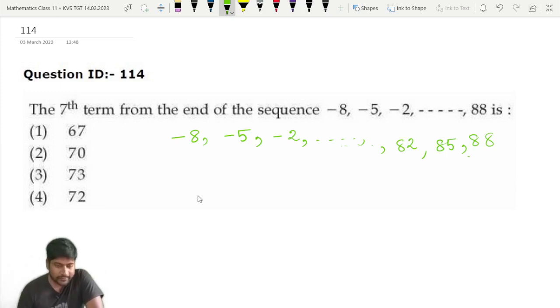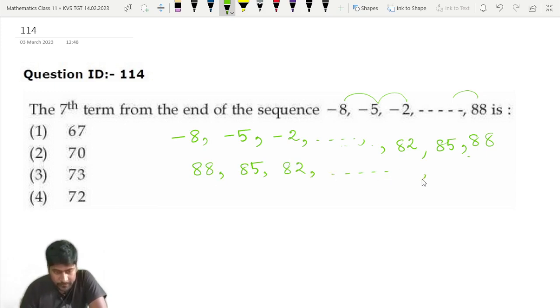Are you getting my point? That this is an AP. From the beginning, if you see, the common difference is plus 3. So from the end, if you count, then the common difference will be minus 3. So I can reverse this AP to get another AP: 88, 85, 82, dot dot, then minus 2, minus 5, minus 8 will come. Now we have to find the seventh term from this side.